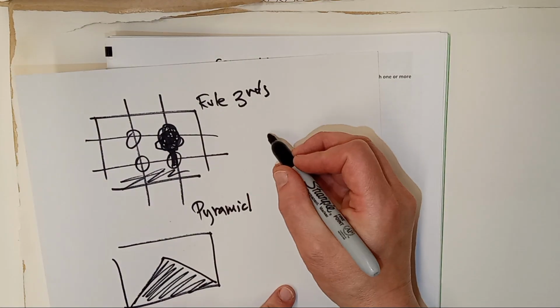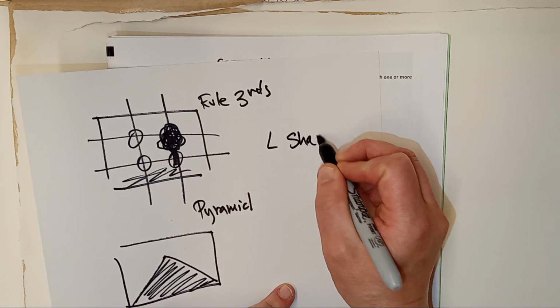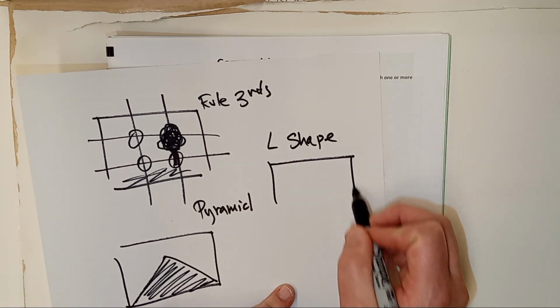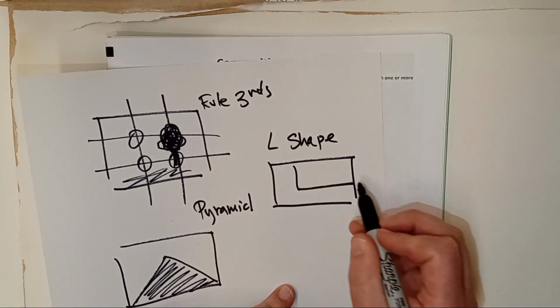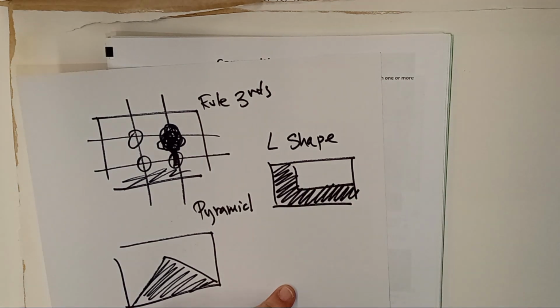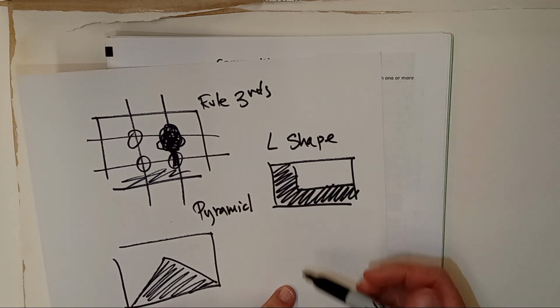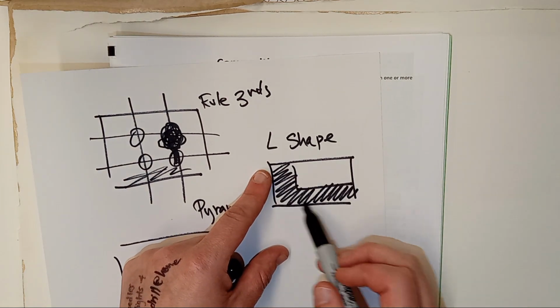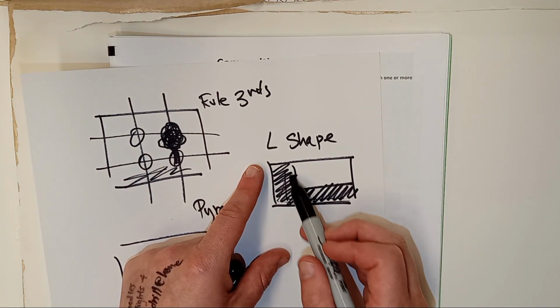The next one we talked about was L shape. That basically means all of your objects are forming an L. Like here's all the things. And of course, this L can be backwards, it can be upside down, but you've got your objects you're looking at hugging 2 sides of the picture plane.